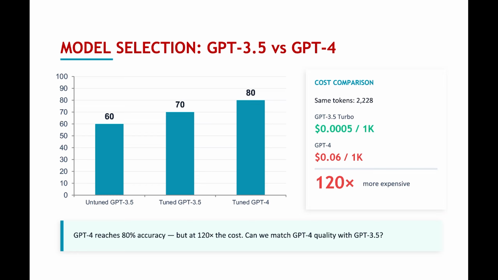And so for our yearly scenario, that cost difference would look like $21,900 for GPT-4 versus $182 for GPT 3.5. Obviously, with that massive price difference, you get some key questions like, can we achieve GPT-4 level quality while staying on the significantly cheaper GPT 3.5? And that's where our third technique comes in, prompt engineering.